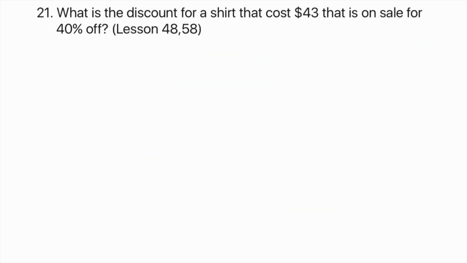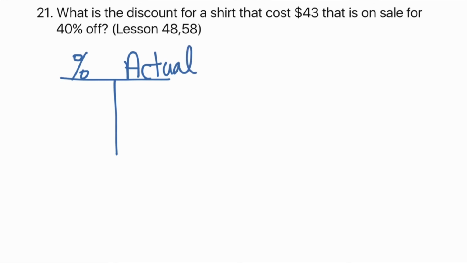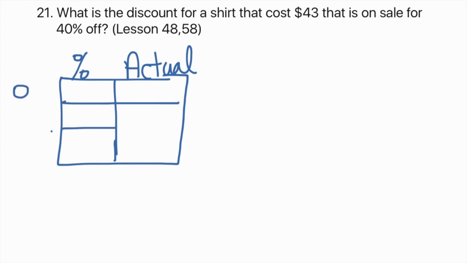Number 21, what is the discount for a shirt that costs $43 that is on sale for 40% off? This is from lesson 48 and 58. This is one of those problems that we could use our percent box for to help us solve. If you recall, we have two columns. We have our percent on the left and our actual on the right. And then we always divide it up into 3 different rows. Our first row is the original, our next row is the change, and our last row is new.